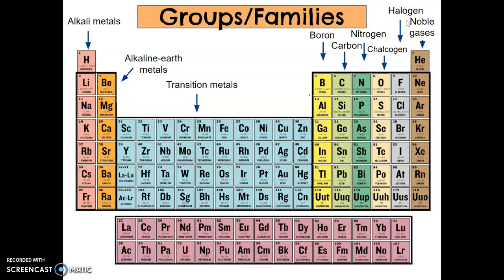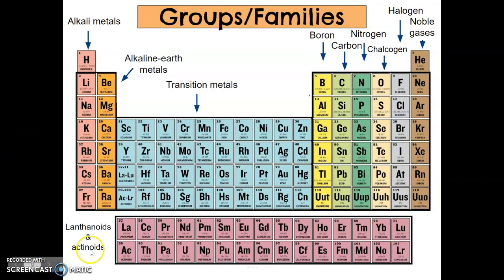Okay, so what I'm asking you to do is be able to identify the period and the group. So like fluorine, for example, it would be in period 2 and it would be in the halogen group. Okay, so it would be in the halogen group and it would be in period 2, because it's in that second row. So that's really all we're doing right now.